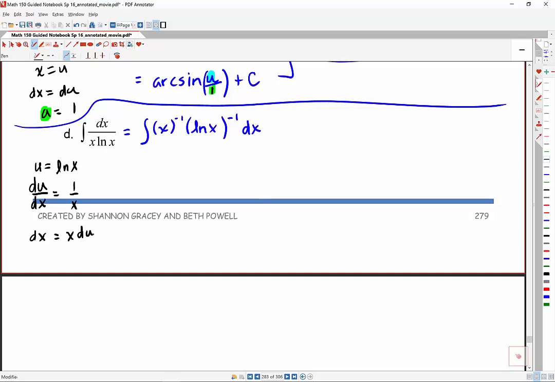So let's see what happens when we plug that stuff in. We'll get the integral of x to the negative 1 times u to the negative 1, and then in for dx we have x times du.